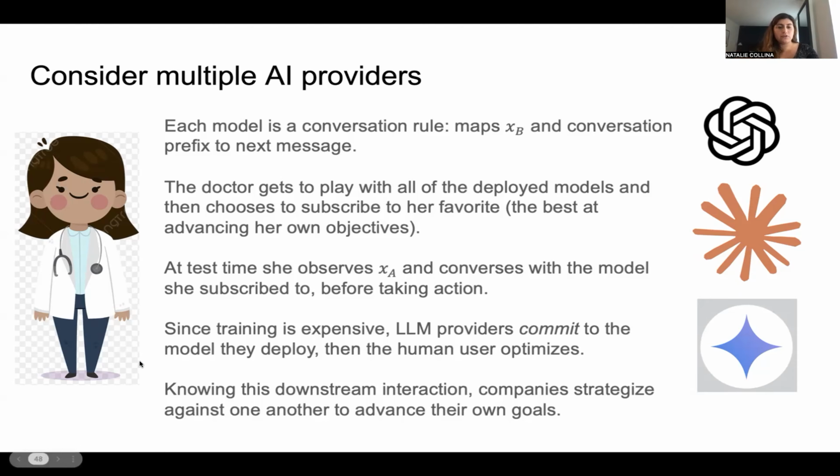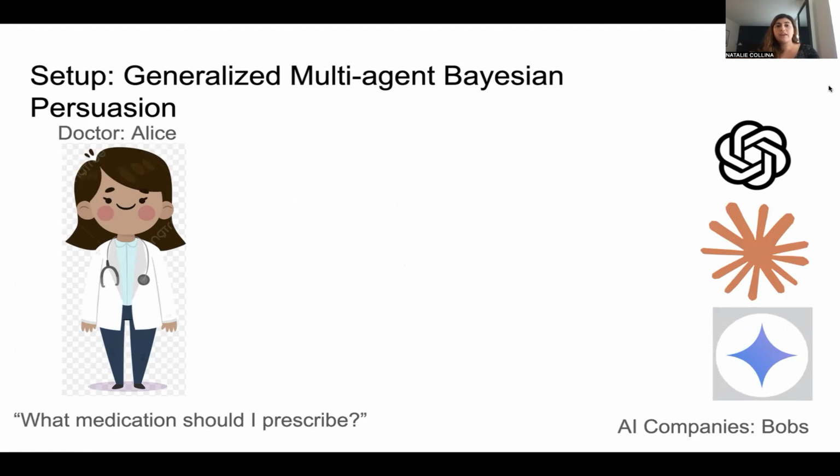Knowing that the human user is going to make this decision in a way that tries to optimize for who she thinks is the best AI to interact with, and then she's going to make a decision based on what she's learned, a decision that the companies have preferences over, perhaps. The companies are going to strategize against one another to advance their goals. So we're thinking about this as a multi-agent Bayesian persuasion game.